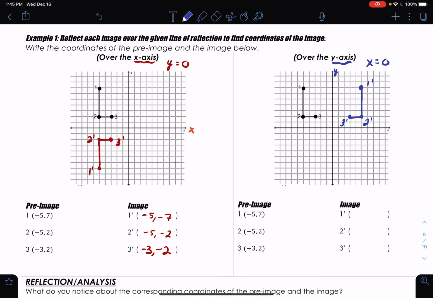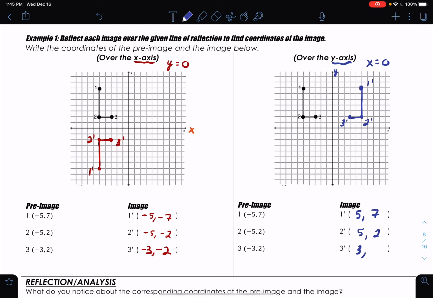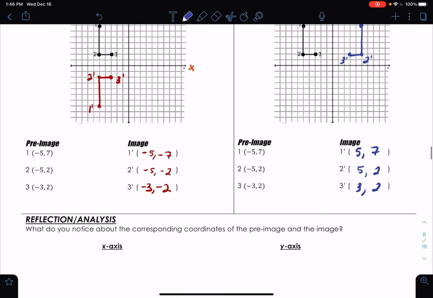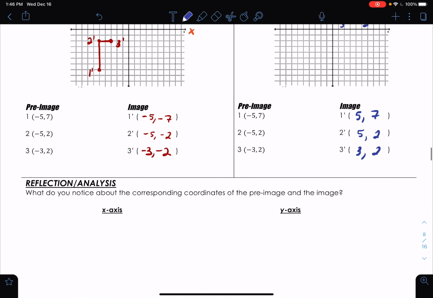Here is that figure after being reflected across the y-axis. Coordinates: 1 prime is at 5, 7. 2 prime is at 5, 2. And 3 prime is at 3, 2. Okay? What do you notice if I look at the pre-image coordinates and their image coordinates? What do you notice the pattern is?